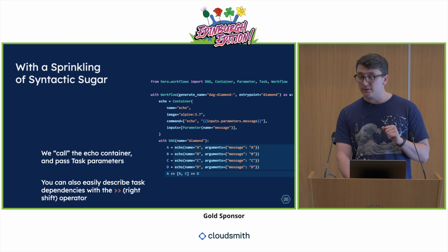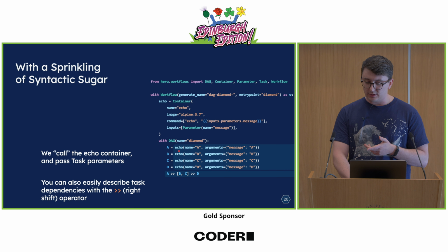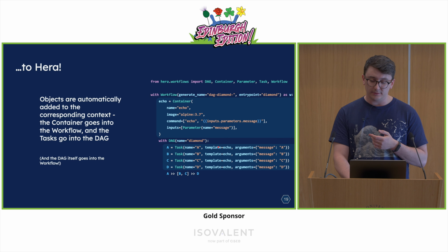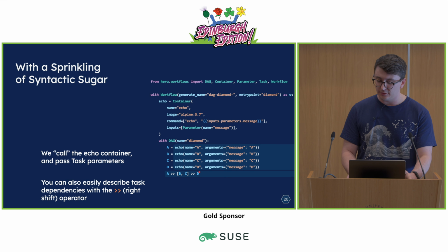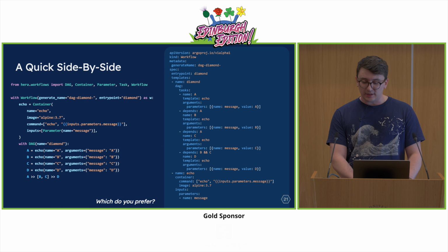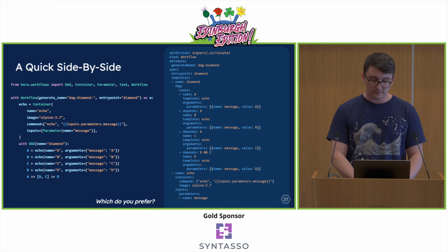And we have a little bit of syntactic sugar sprinkled in, where on this line we're calling the container template and we're passing the keyword arguments that came from the task just now. So we have name and arguments that just save you some boilerplate. And finally, you're arranging the task dependencies with this right shift operator. If you've used Airflow, then it'll look familiar. And a quick side-by-side, if you still prefer the YAML, you can leave the room now.